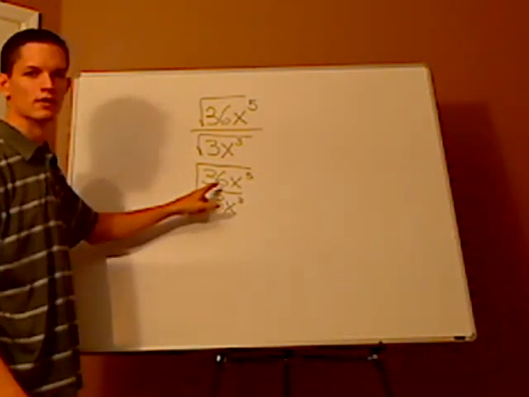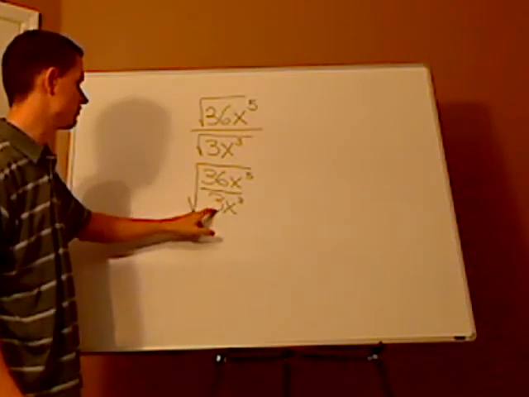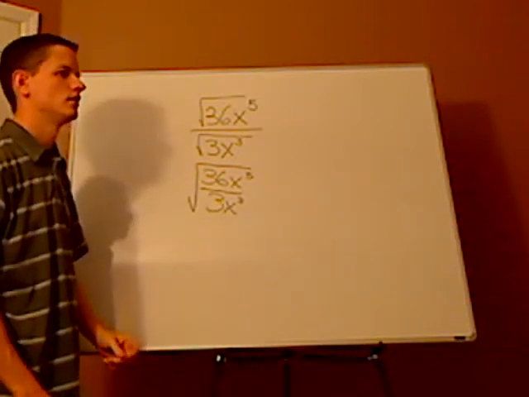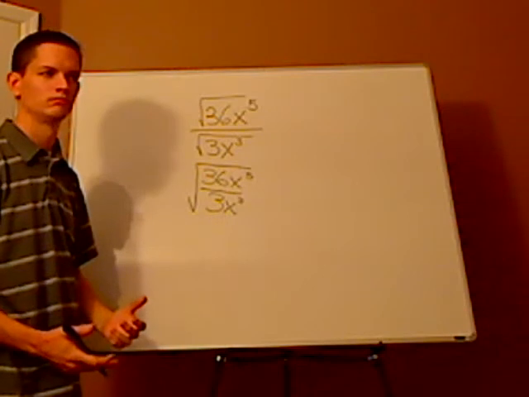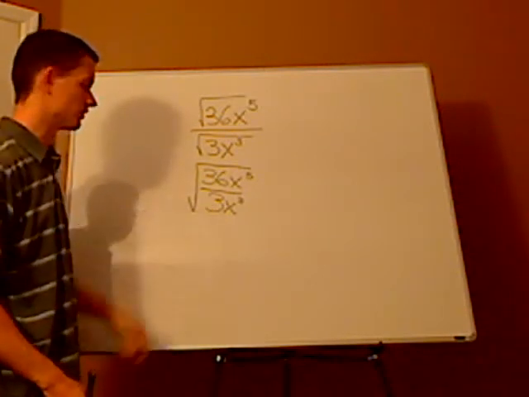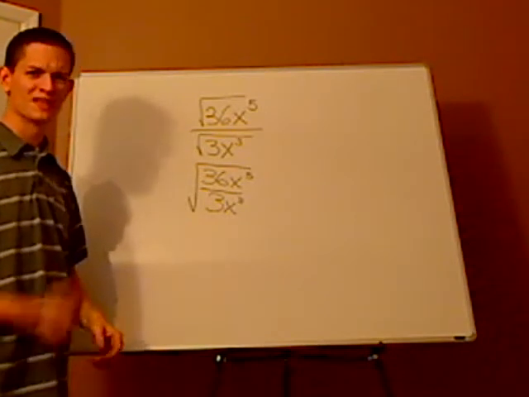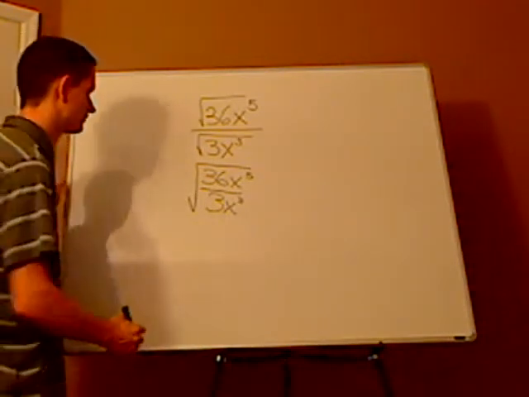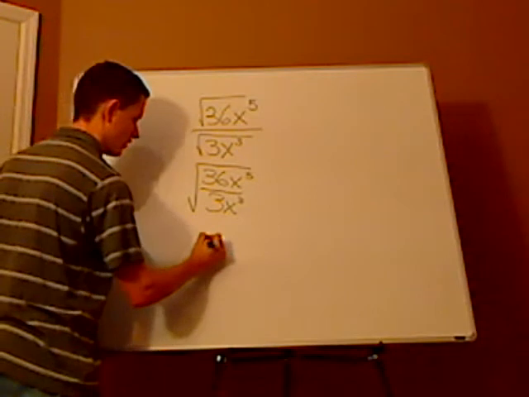First, you want to start with the numbers. You have 36 over 3. How can I simplify that? Well, 3 actually goes into 36. How many times does 3 go into 36? 12.